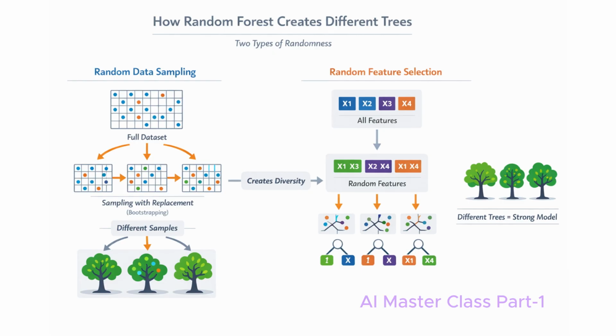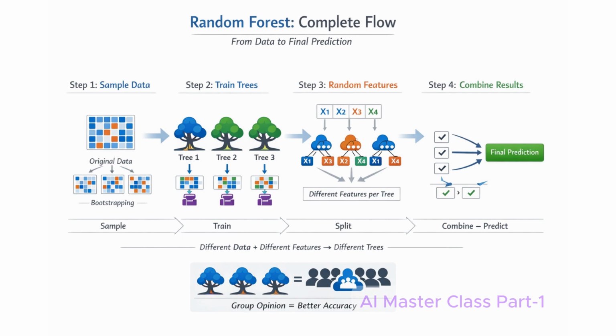The second way is, while creating the splits, instead of considering all the features, each tree considers only a random subset of features. So because of these two reasons, each tree becomes slightly different from the others. Still, some trees might make mistakes, but their mistakes will be different. Now, when we combine all these trees together, the error tends to cancel out and the overall model becomes more accurate and stable. So now if you connect everything together, the process may look like this.